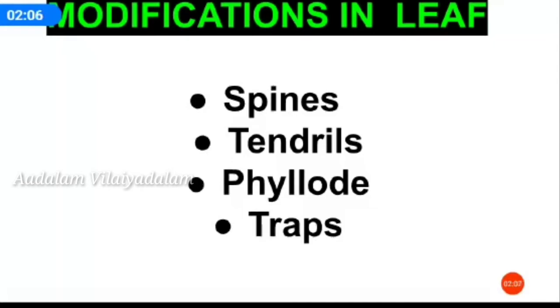First, spines. In desert plants like Opuntia, the leaves are modified into spines. So the leaves are reduced to spines to prevent the water loss. So the stem is modified into a green succulent part to perform photosynthesis.